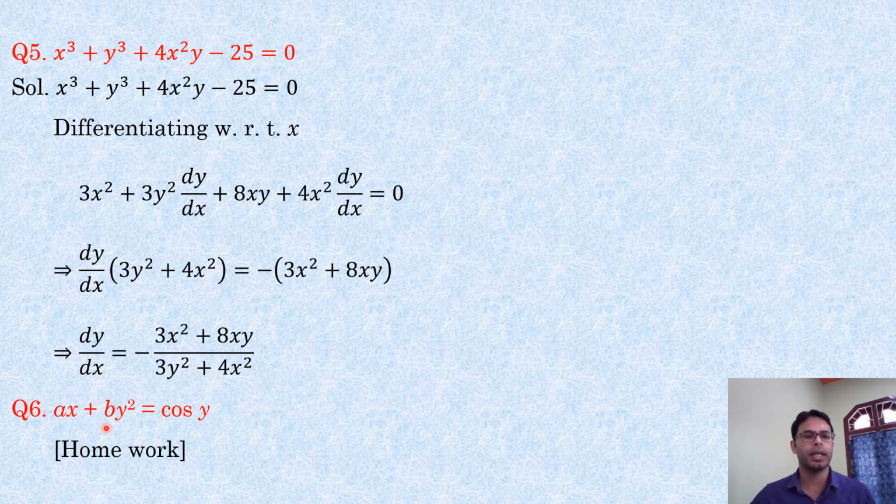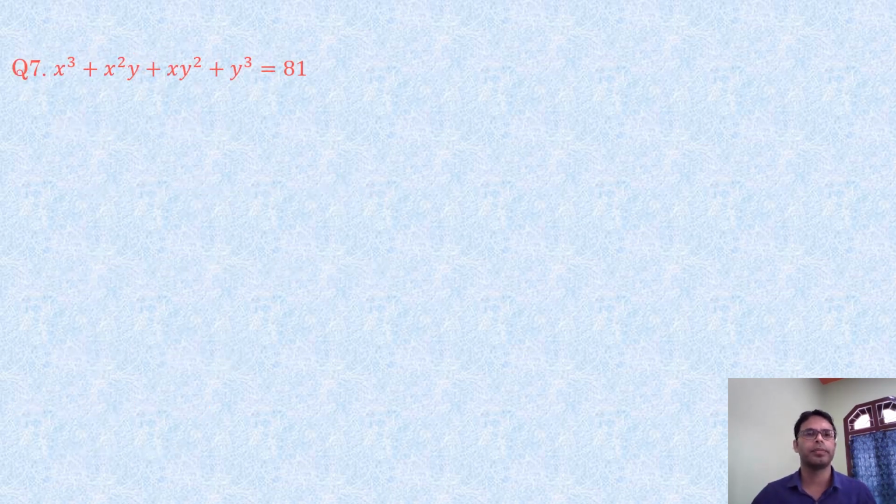a and b should be taken as constants. That is, ax differentiation is a only, by square differentiation is 2b into y, then y dy/dx. Cos y differentiation is minus sin y, and for y you have to write into dy/dx. Then collect the terms of dy/dx on the left hand side, and from there you can find the derivative of the function very easily. Okay, then you take the next question.